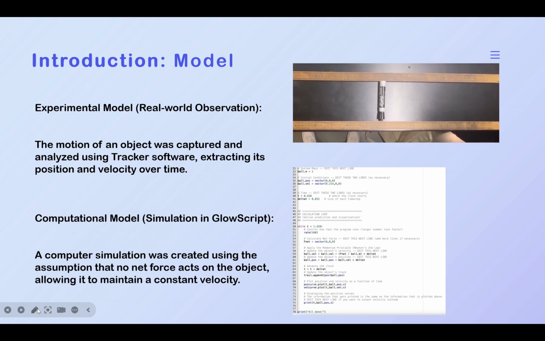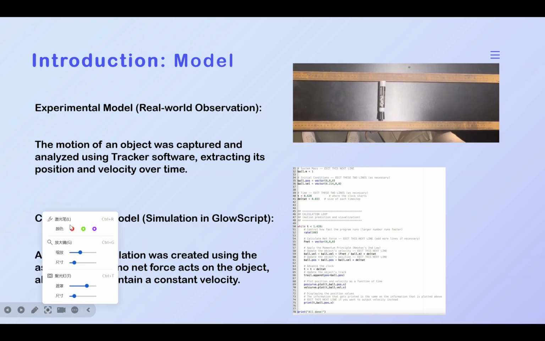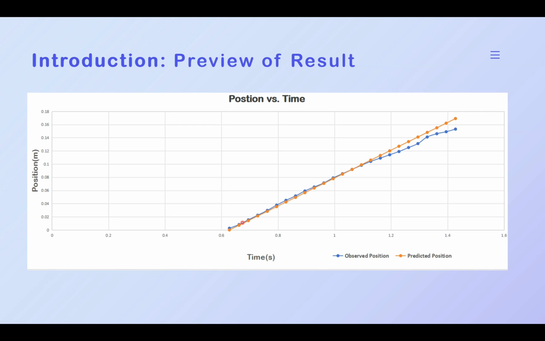And then I used the computational model. It is created using the assumption that no net force acts on the object, allowing it to maintain a constant velocity. Then here is the preview of the result. It can be seen that the two plots are almost coincident at the beginning, and as time goes by, the observed plot slowly falls below the predicted plot. That is due to the gradual slowing down of the object due to friction and air resistance.